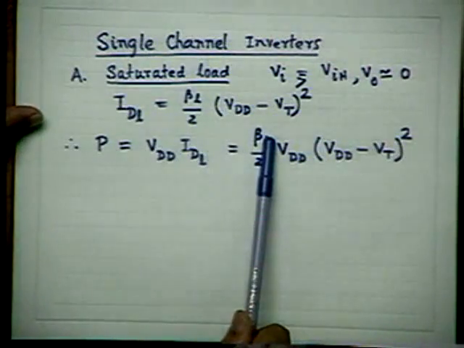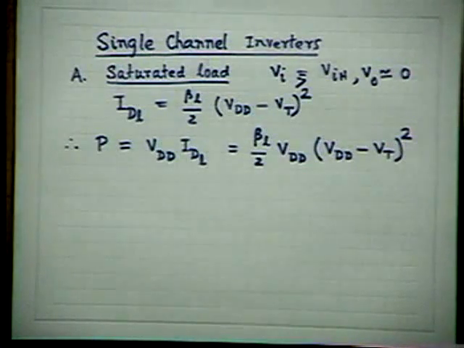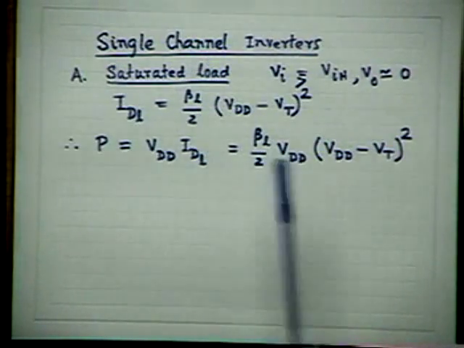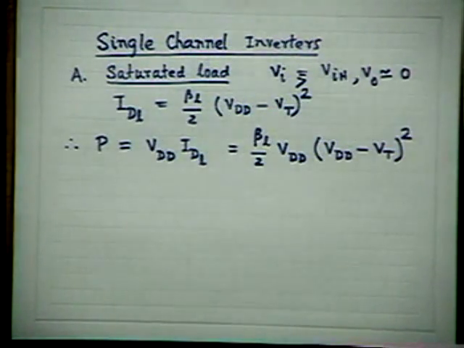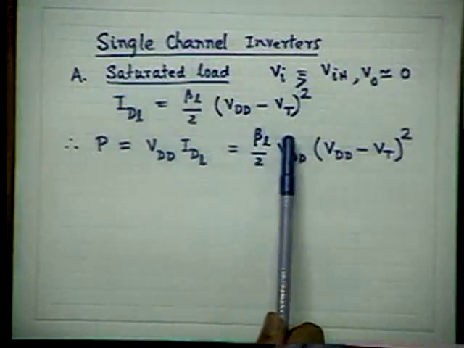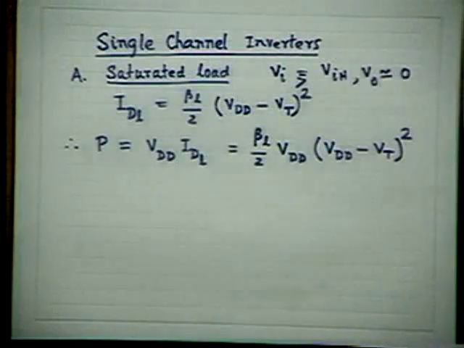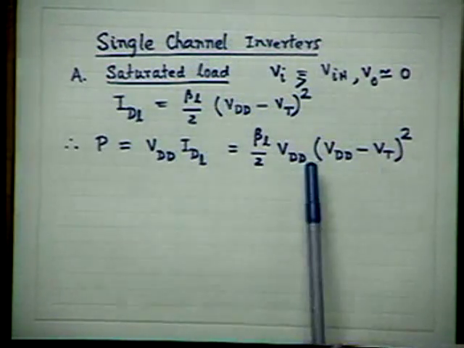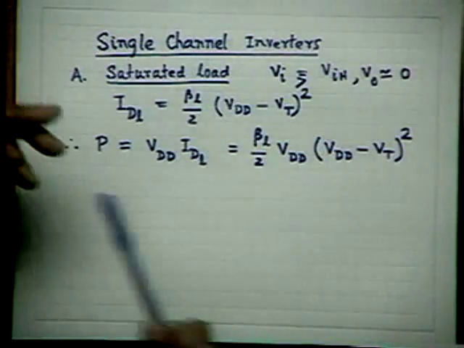It is proportional to beta L. That means if the W by L ratio of the load transistor is large, the power dissipation is more. And what do we want to maintain usually? The driver transistor W by L is usually large compared to the load transistor. That is taken care of because beta L is kept smaller than beta D in order to achieve the desired DC performance of the single channel inverter. So that is automatically taken into account. However, the VDD dependence is quite sensitive. It is practically proportional to the cube of VDD.